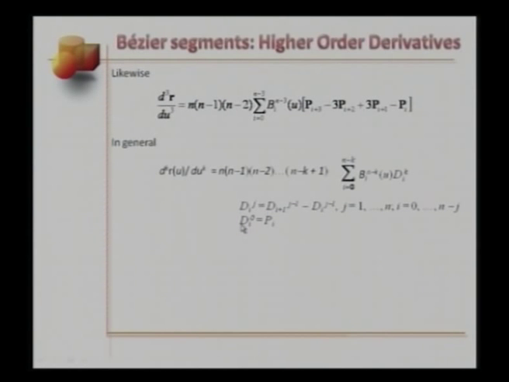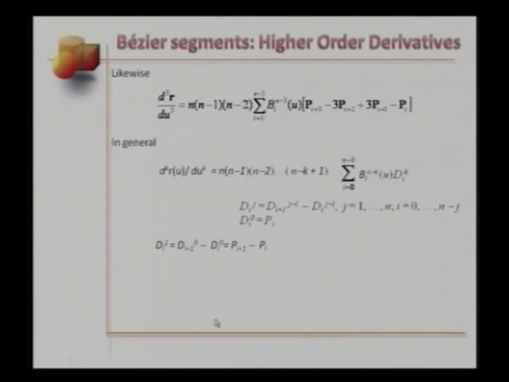If I start with d sub i super 0 as my original control points p sub i, then I can have a recursive relation given by d sub i super j is equal to d sub i plus 1 super j minus 1 minus d sub i super j minus 1. j would represent the derivative. For example, j equal to 1 will give the first derivative, j equal to 2 will give the second derivative, and so on and so forth. j is an index that goes from 1 to n, and i is an index that goes from 0 to n minus j.